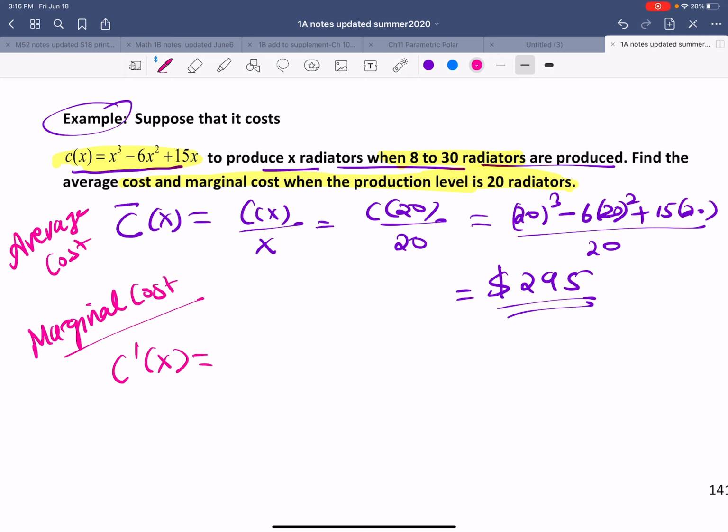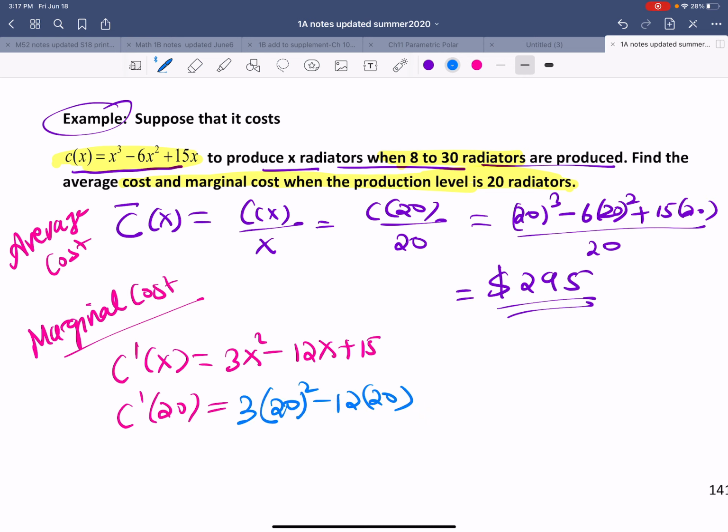We just did the average cost, and now we're looking at the marginal cost. Marginal cost C prime of x is 3x squared minus 12x plus 15, and we want to find the marginal cost at the production level of 20. So that's going to tell me how much it's going to cost to make the 21st item. 3 times 20 squared minus 12 times 20 plus 15. Let's go ahead and check that out. What does it turn out to be?